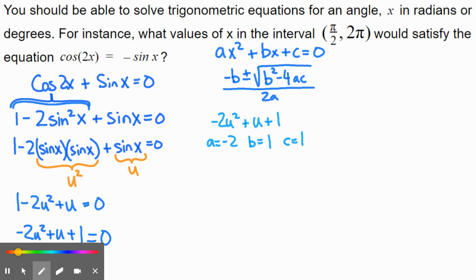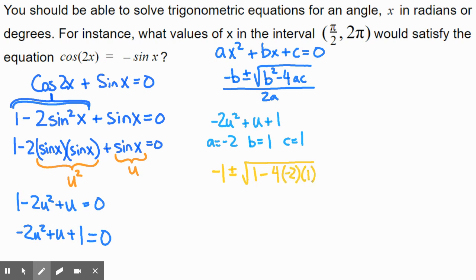All right, so now we have our negative b. We're going to have negative 1 plus or minus the square root of b squared, that's 1 squared, which is 1, minus 4 times a, which is negative 2, times c, which is 1. All of a sudden this horrible thing just turned into 1s and 2s, all over 2 times a, which is negative 2.